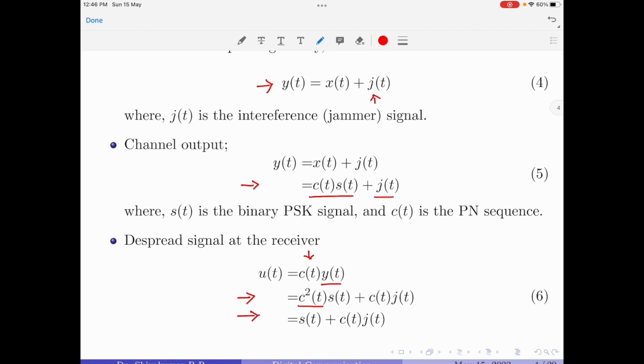By analyzing this expression, we note that the input to the coherent detector is a combination of the signal term s of t plus the additional component c of t multiplied by j of t, which is of quite higher frequency compared to that of s of t. The second component can be regarded as the interfering component. Right. With that brief introduction to the DS-BPSK system, let us now start the discussion on the signal space dimensionality for the DS-BPSK system.